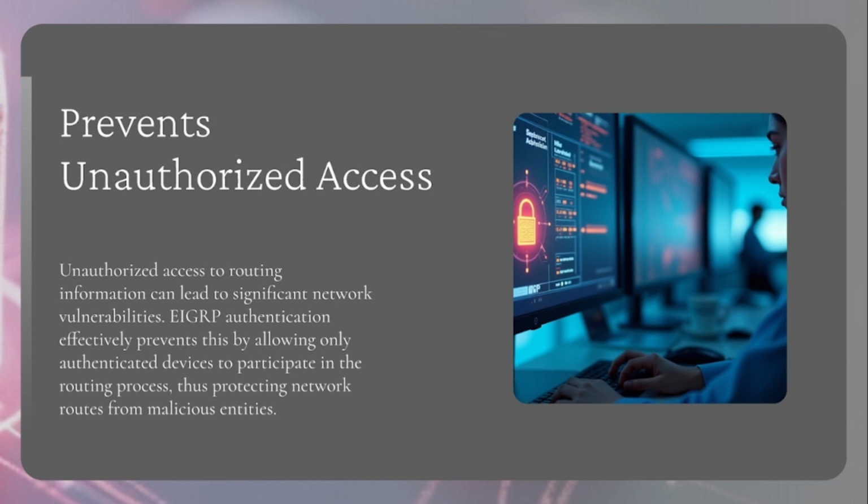The authentication prevents unauthorized access. Unauthorized access to routing information can lead to significant network vulnerability. So EIGRP authentication effectively prevents this by allowing only authenticated devices to participate in the routing process, thereby protecting network nodes from malicious entities. So definitely EIGRP authentication doesn't allow routing updates to be sent or received by any entity without a password, or we have MD5 authentication in EIGRP, not only clear text but MD5 authentication. So if you are using authentication, then definitely nobody can access the routing updates.